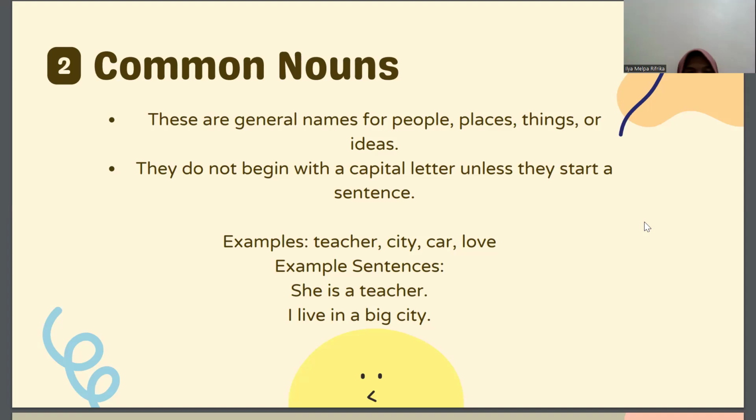And the example sentences, the first one is she is the teacher. And the common noun here is teacher. And the second example is I live in a big city.